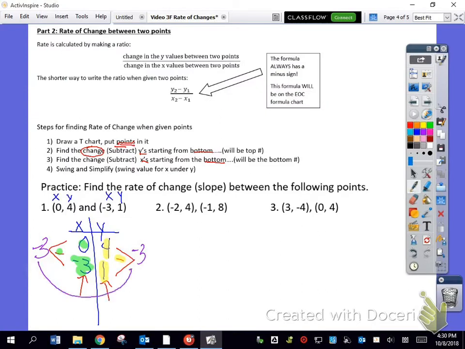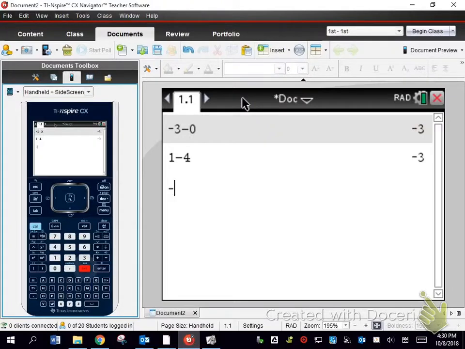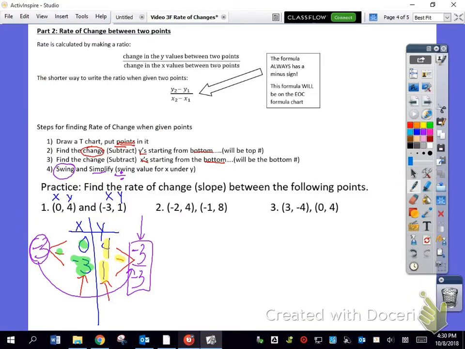Now, you swing it over. When you swing and simplify, simplify means you are going to divide. So I'm going to divide by whatever the number was on the x. Put it down on the bottom, and enter this top down. So you've got negative 3 divided by negative 3, which is positive 1. And so my answer, the rate of change, is 1. That's your answer, positive 1.